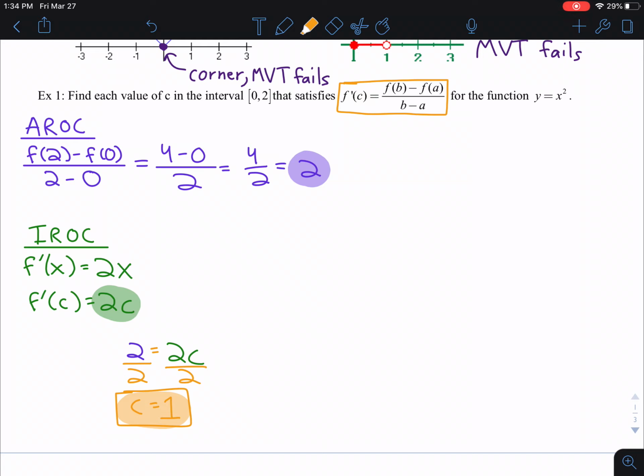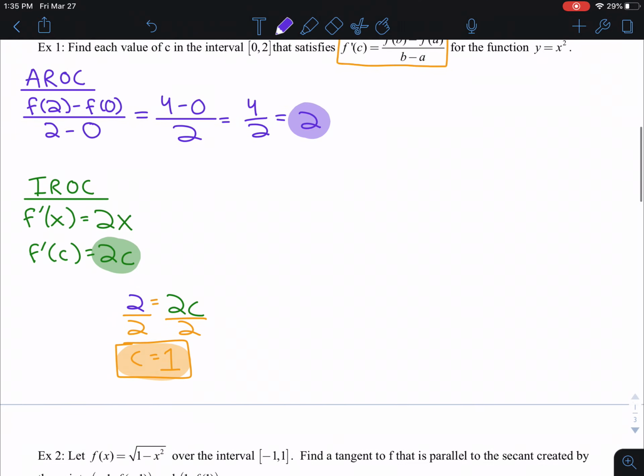So ultimately, not that much work has to be done here. Calculate your average rate of change, calculate your instantaneous rate of change. You're solving for c, which is that x coordinate that makes those two things equal to each other. Okay, let's do one more of these.